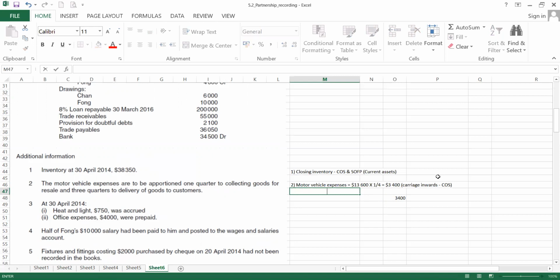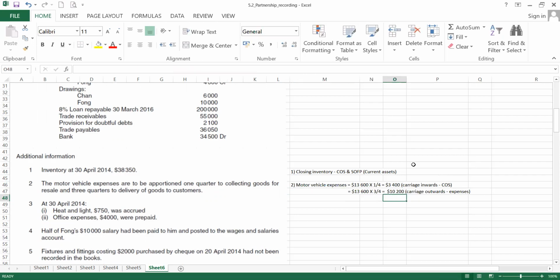Another 3/4. So we have to take 13600 times 3/4. Then we get 13600 divided by 4 times 3. So we get 10,200. This is the go to the customer. This is we call carriage outward. Carriage outward is under the expenses in the income statement.